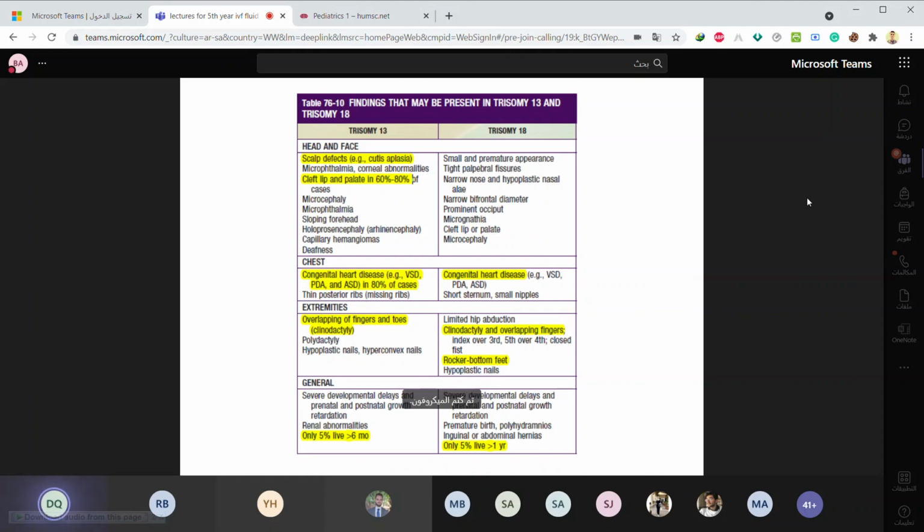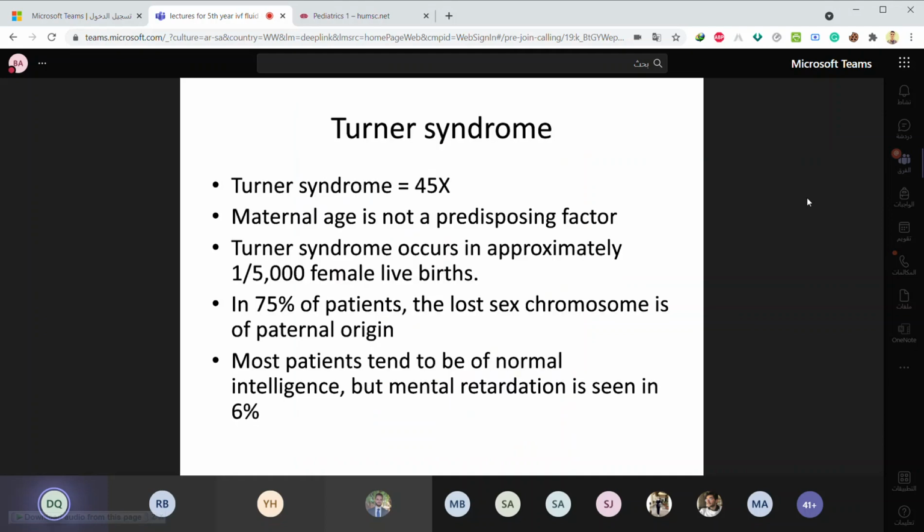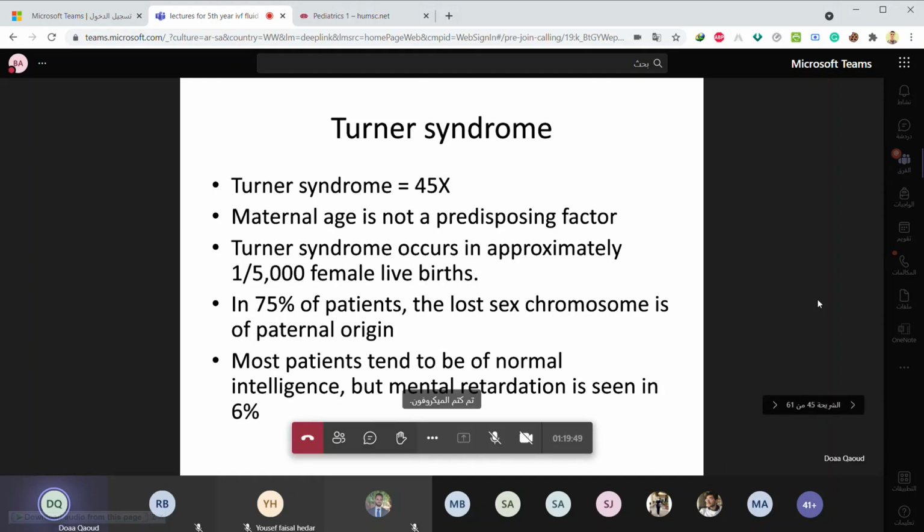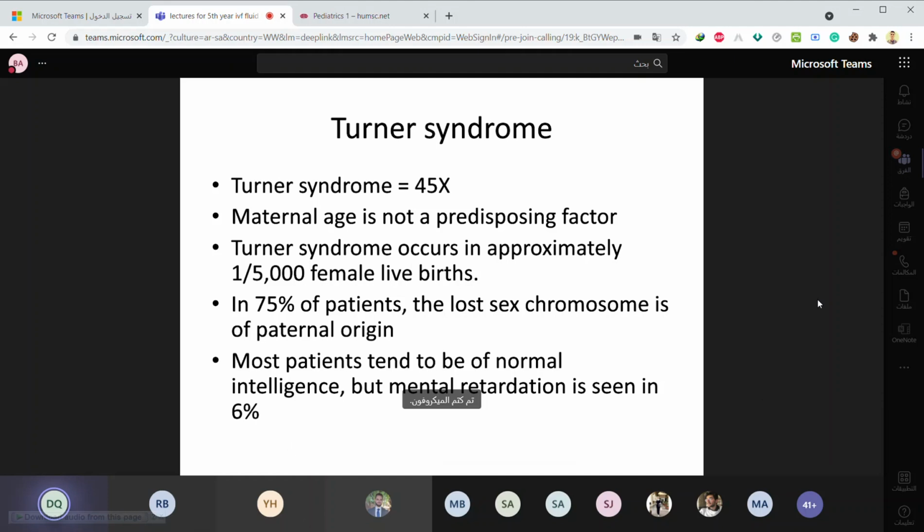This is a table comparison between trisomy 13 and trisomy 18. You have to read it and know the differences. Turner syndrome is an X chromosome abnormality. It's 45,X. So instead of 46, she has 45,X chromosome. Maternal age is not a predisposing factor.